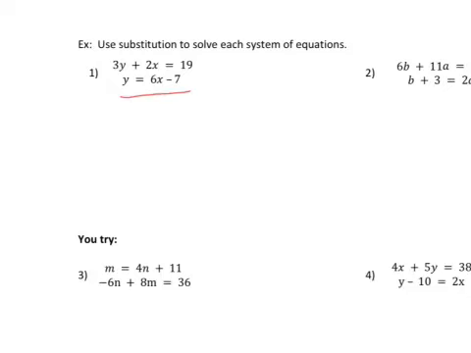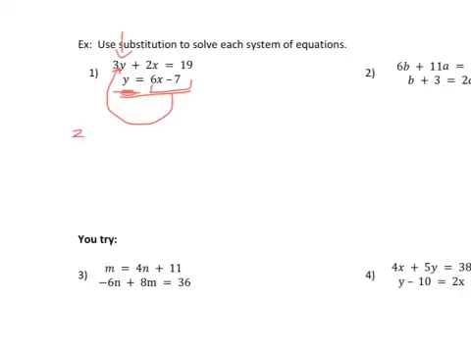So what that means is every time we see a y, we can substitute 6x minus 7 in for it. So you'll notice in the first equation, we've got this y right here. What we're going to do is take that y out and substitute in 6x minus 7 for it. So it's going to look like this.